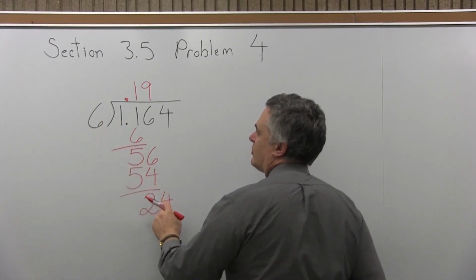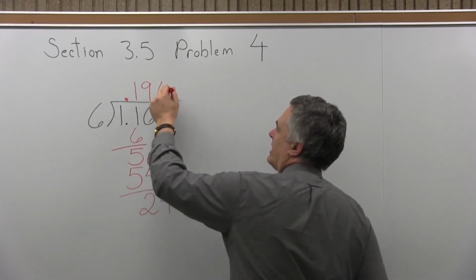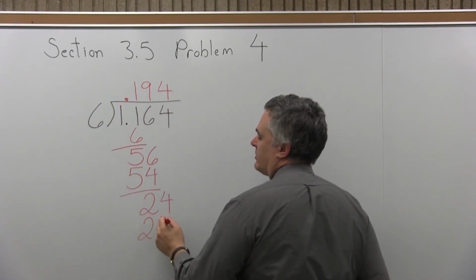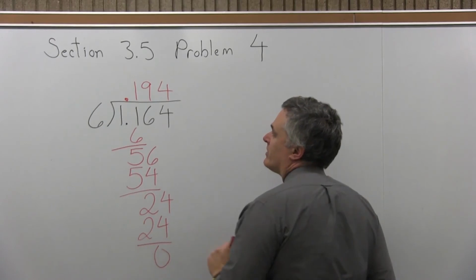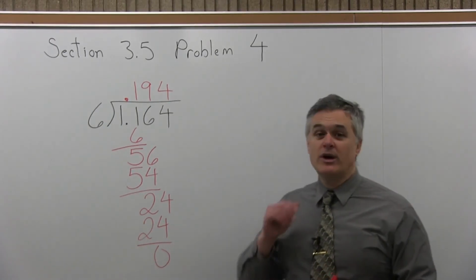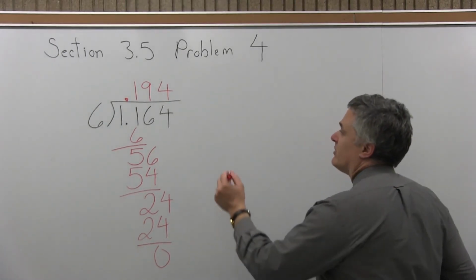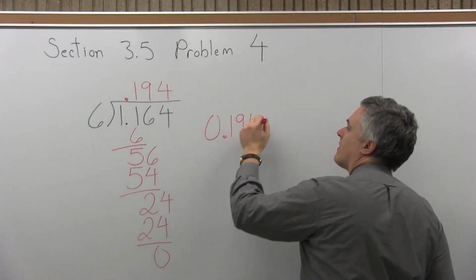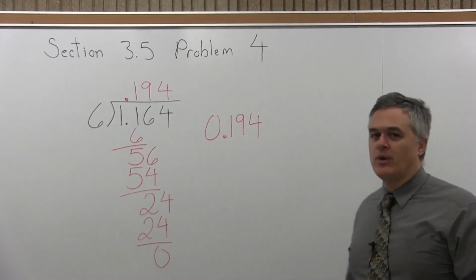6 divides into 24 4 times. Goes in evenly. 4 times 6 is 24. There's nothing left over. Now the answer is 0.194. Some people like to write a 0 in front, which is fine. 0.194.